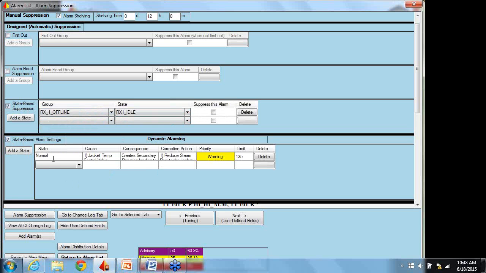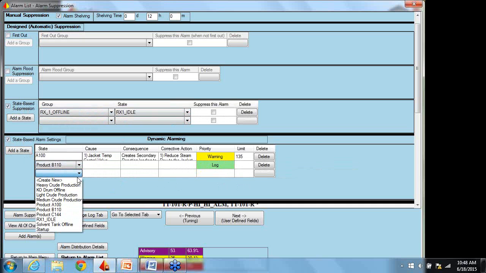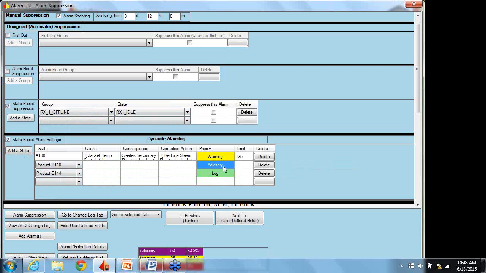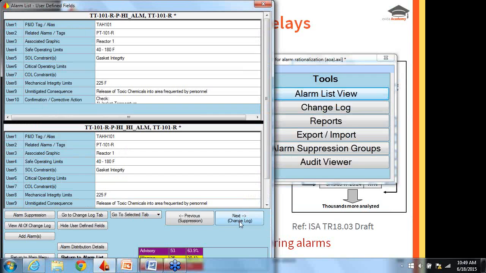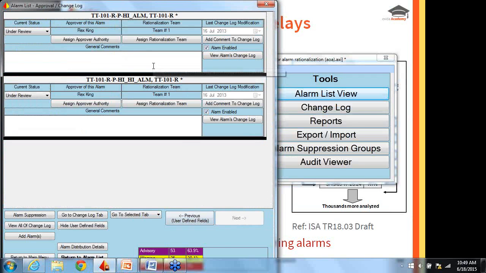We also know that we have some product-specific alarm settings. The main product that's made is the A100 product, and that's the one that has the 135 limit. But there are also some other products that we will define here and document what their priorities and alarm limits should be. We could look back at the information I had documented earlier, but I'm just going to enter something for illustration purposes. So here we could define the requirements for the alarm limit to be a function of the state of the process, meaning in this case what product we are making. And that has essentially wrapped up the rationalization process.